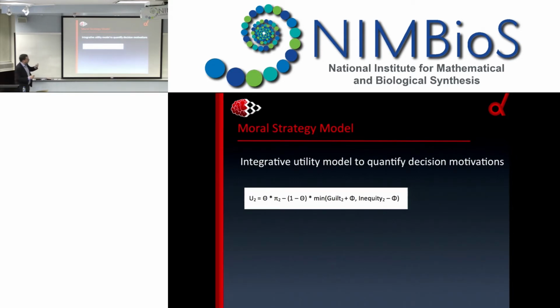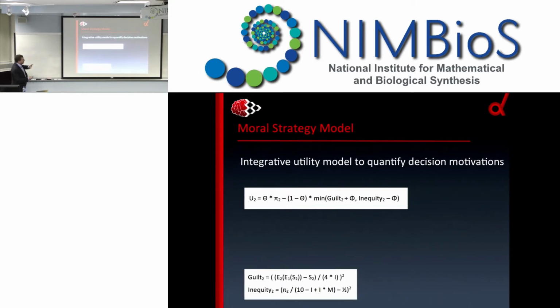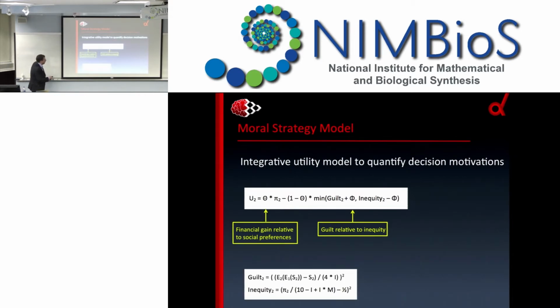So, how do we get into the brain? I'm going to gloss over this in the interest of time, but we try to formally model this, and we have this utility model to quantify this. We have 2 parameters which are relevant here. There's this parameter and this parameter here, so theta and phi.